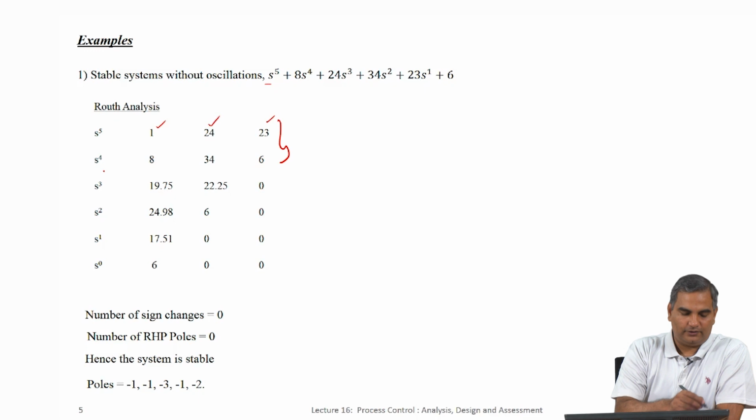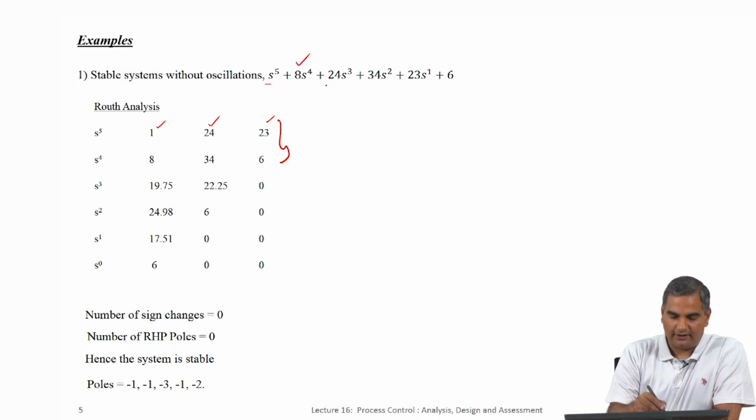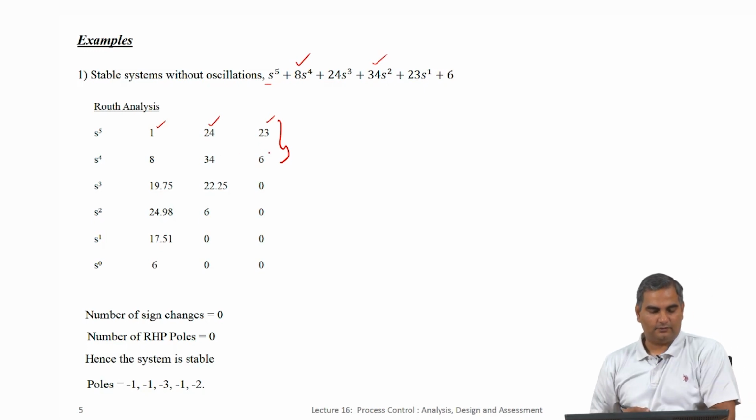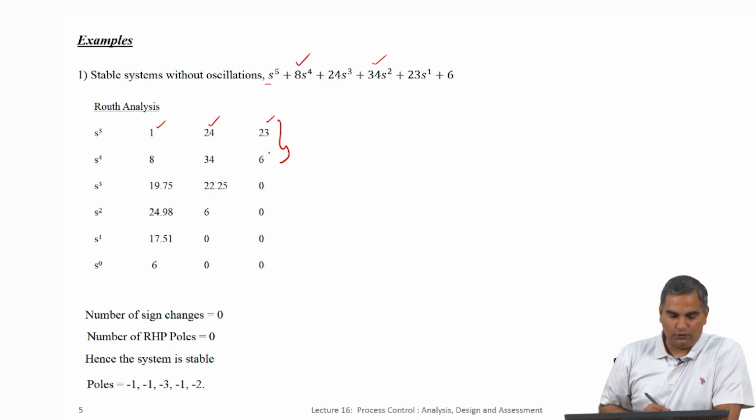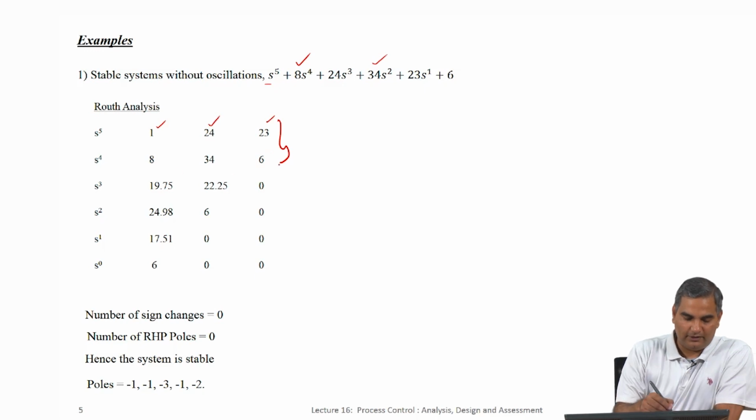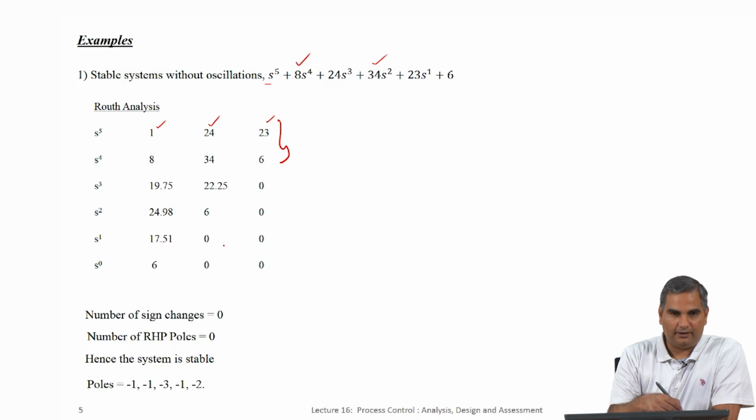Now, the next row is the s power 4 row. So, since I have already taken this, I start here, I skip 1, I take this, I skip 1, I take this, I have 8, 34, 6. Okay. Now, let me show you just these two numbers, and then, since this is on the screen, you can simply repeat the computations by hand yourself, so that you get comfortable with how this table is built.